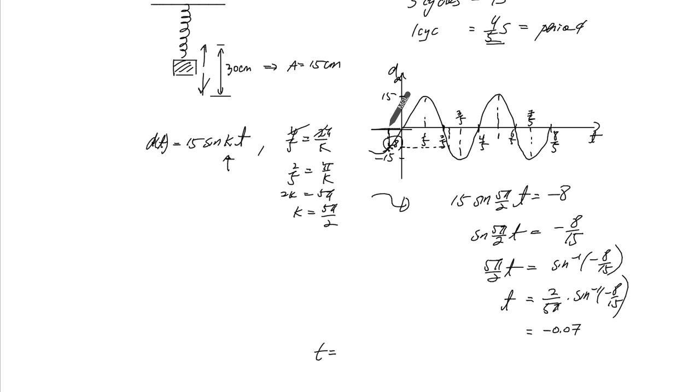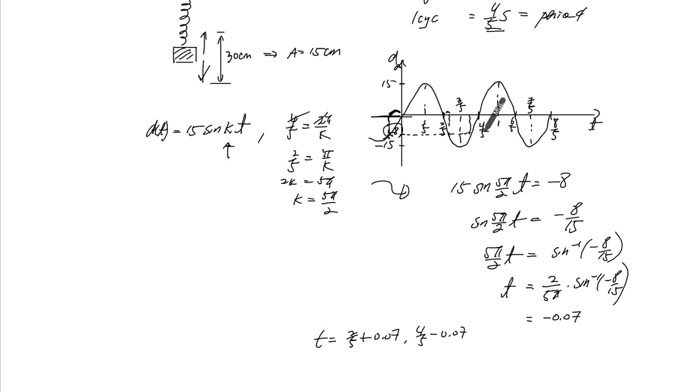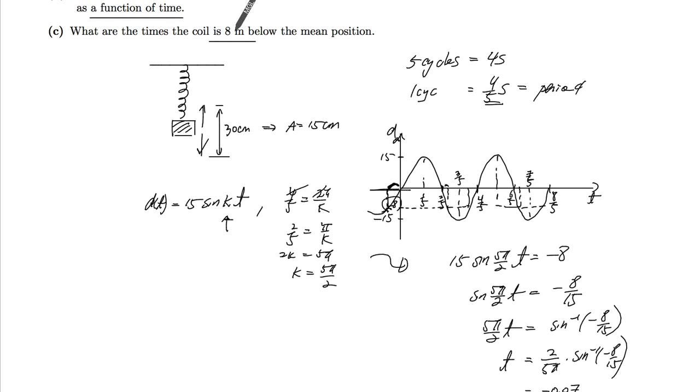Note that means this length is my 0.07. So this length here will be just 2/5, by symmetry, plus 0.07. Next one here is going to be 4/5 minus 0.07. And the next one is going to be 6/5 plus 0.07 because we have to move to the right. And lastly, 8/5 minus 0.07. So these are the 4 times when the distance is 8 meters below the mean position.